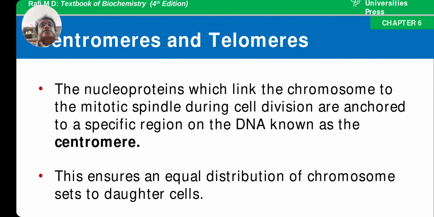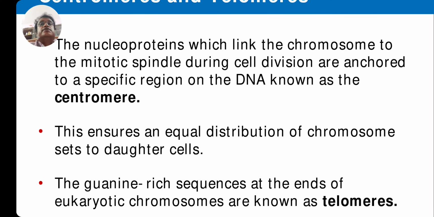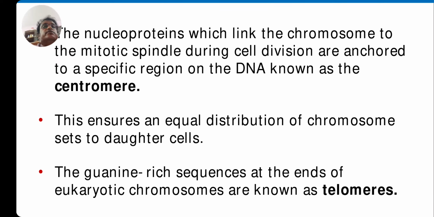Centromeres and telomeres: nucleoproteins which link the chromosome to the mitotic spindle during cell division are anchored to a specific region of DNA known as the centromere. This ensures equal distribution of chromosomes from the cell to the daughter cells.